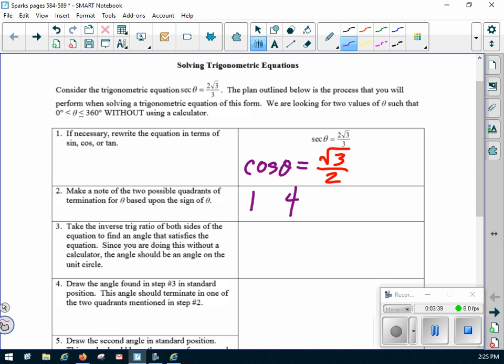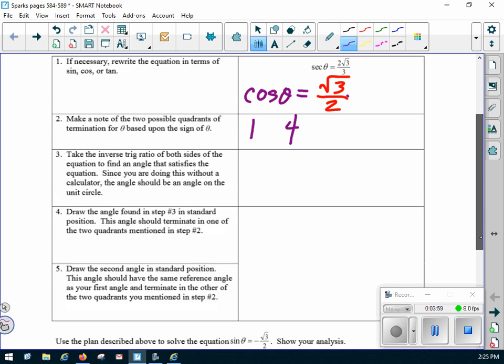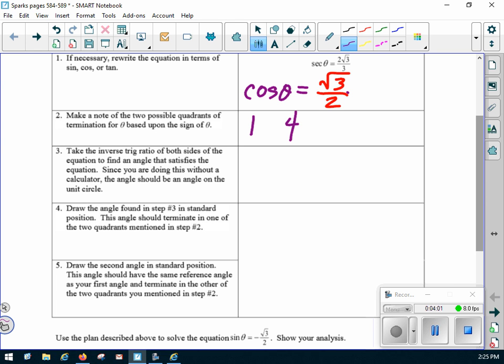Now, I need you to understand this. There is an angle that terminates in quadrant 1 that has a cosine of root 3 over 2, and there's an angle that terminates in quadrant 4 that has a cosine of root 3 over 2. We got to find them both. Now, take the inverse trig ratio of both sides to find an angle that satisfies the equation. Since you're doing this without a calculator, the angle should be an angle on the unit circle.